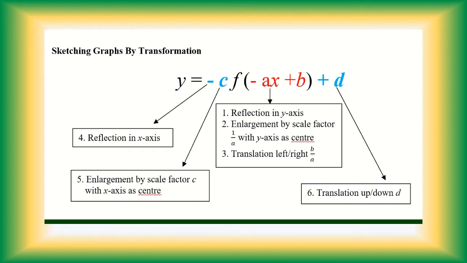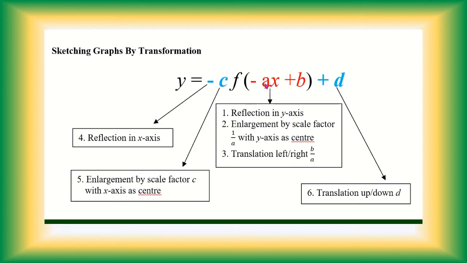One is x-coordinates transformation and another one is y-coordinates transformation. When sketching graph by transformation, we must carry out x-coordinates transformation first, followed by y-coordinates transformation. Now, in x-coordinates transformation, we start from reflection in case there is a negative in front of the variable x. So we need to carry out reflection in y-axis.